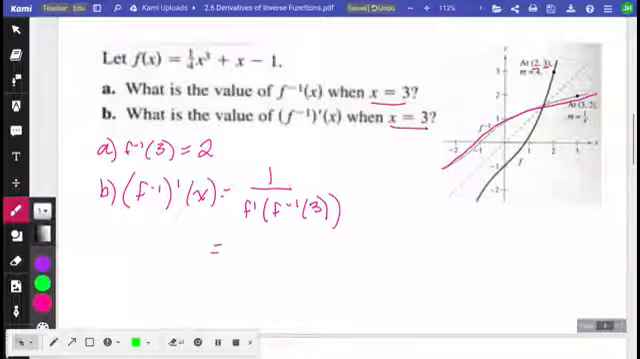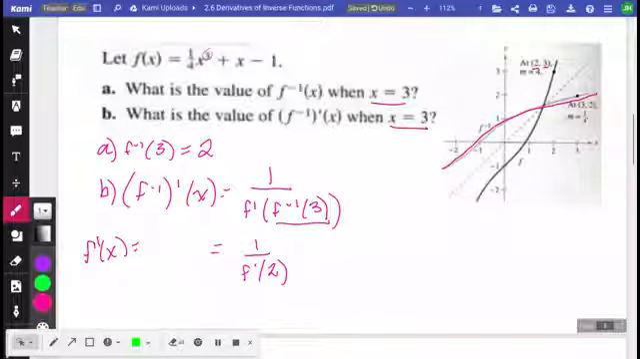So what I can do is 1 over f prime of 2, because I know that f inverse of 3 is 2. We calculated that in part A. So I do need to find f prime, and so we'll do a little side over here. F prime I can actually calculate pretty easily.